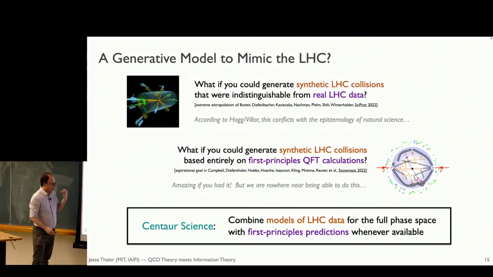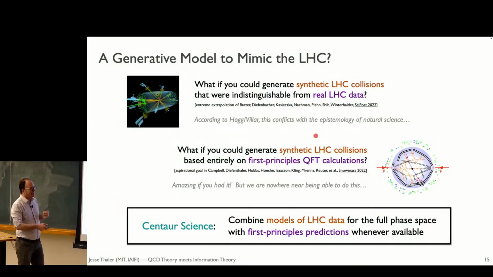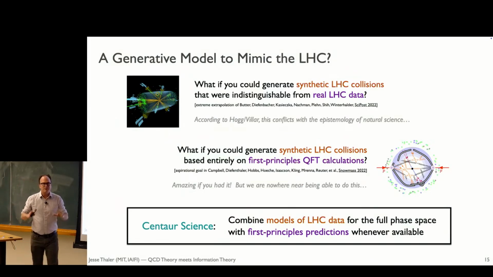And this perspective of centaur science is that we're going to combine models of LHC data for the full phase space. These are going to be imperfect. We're going to acknowledge their imperfection. And then we're going to combine them with first principles predictions whenever they're available. And this is this literal synthesis of a machine learning strategy versus a first principles calculational strategy.